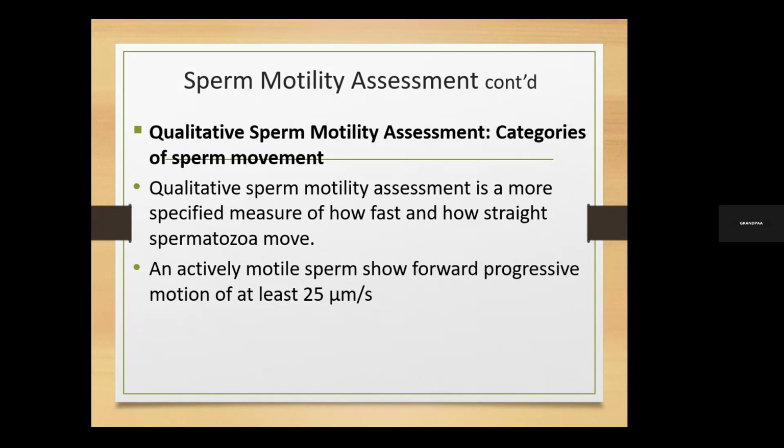So qualitative sperm motility assessment is a more specific measure of how fast or how straight the sperm is moving. An actively motile sperm shows forward progression of at least 25 micrometers per second. That is for theoretical purposes, but the movement is actually fast.